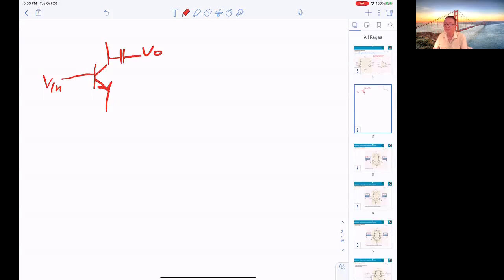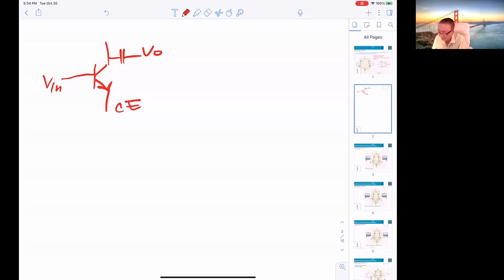Okay, what is the name for that amplifier? You get the name: it will be common emitter, common collector, or common base. Which one? Common emitter. That's correct, common emitter.